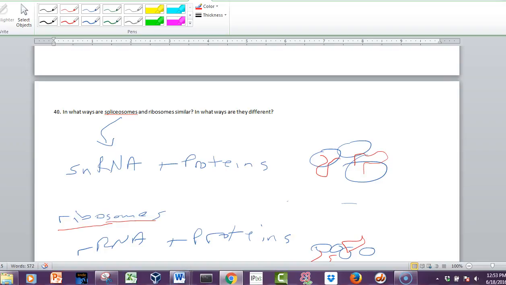Yeah, they go into some more detail, but it's not really that big of a deal. So know that they both have RNAs and proteins. The ribosomes are in the cytoplasm and the spliceosomes in the nucleus, that's a big difference. And what they do is different. The spliceosome is involved in splicing and the ribosome in translation.